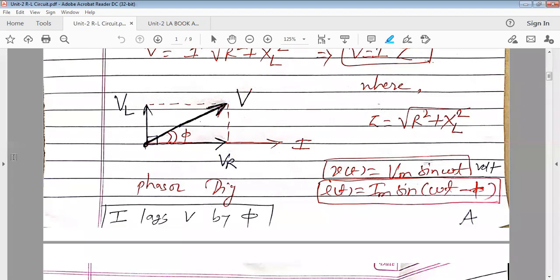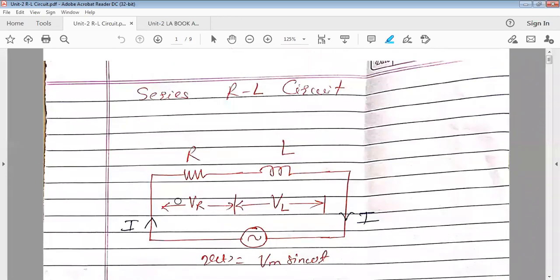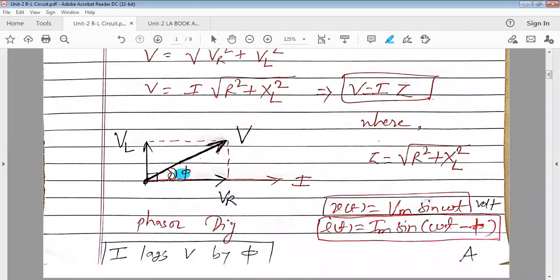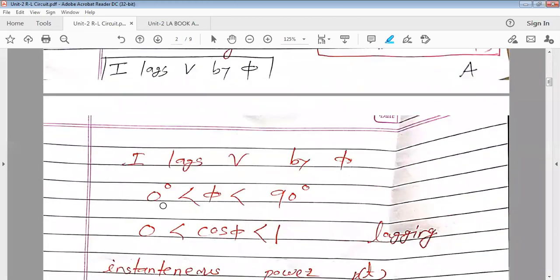And this phi will never be equal to 0 degrees. Why? Because it is not purely resistive. That's why the phase difference is not 0 degrees. And this circuit is not purely inductive. That's why the phase difference between total voltage and total current can never be equal to 90 degrees. Because R is there, L is there, so this phi can never be 0, and it can never be equal to 90 degrees. Phi is always greater than 0 degrees and always less than 90 degrees.